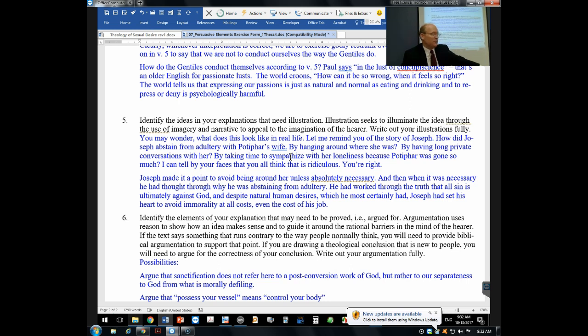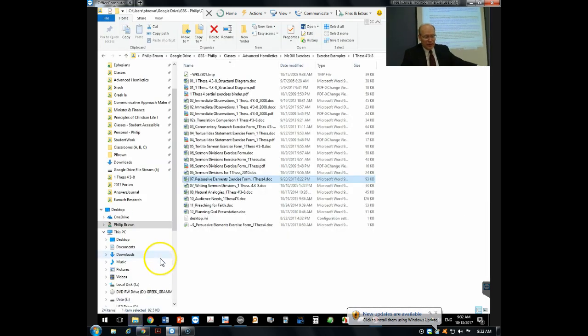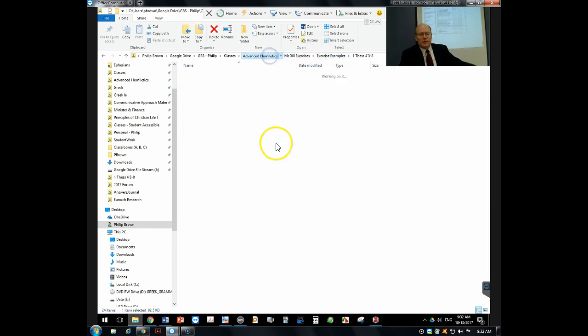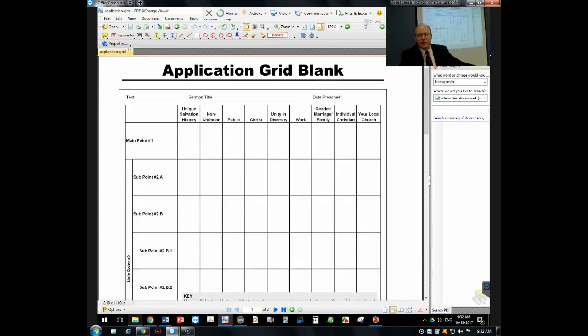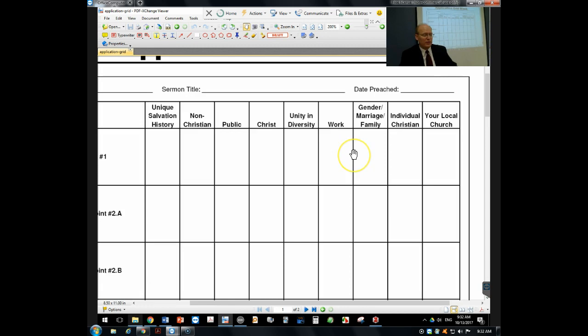Now, most of my illustrations here do come from a male perspective. And I want to pull up the application grid that I have here for your thinking about. Okay, when you think about application, I think it's helpful to have something like this list for you to run through.